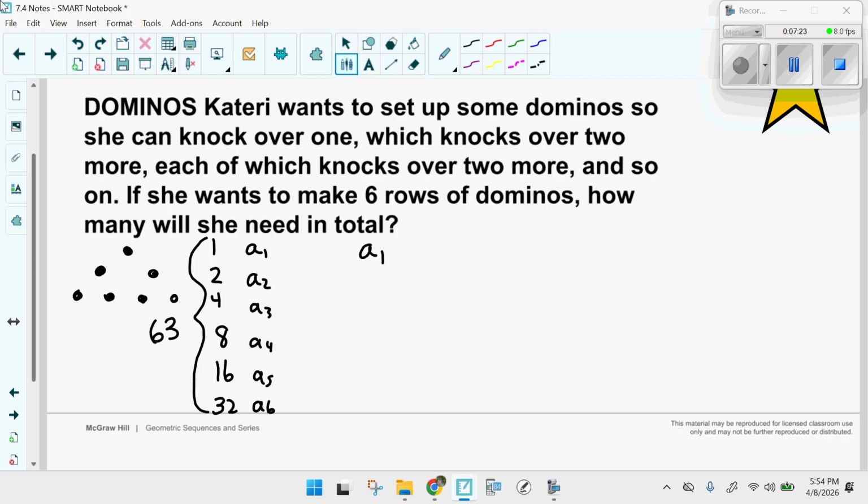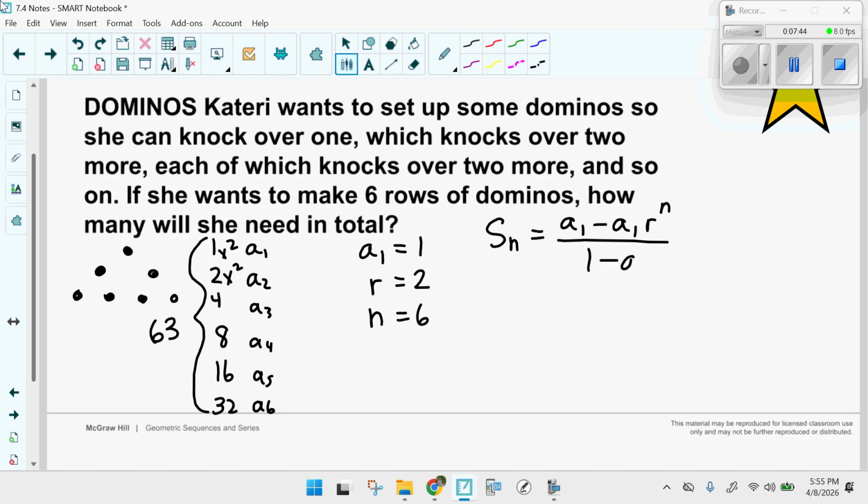So if I have a sub 1, which the first term is 1, the R value is we're multiplying by 2 to get to each new term. And lastly, I know my number of terms is 6. So I can use this sum formula: a sub 1 minus a sub 1 times R to the n all over 1 minus R. So the sum of those 6 terms is going to be 1 minus 1 times 2 to the 6th power all over 1 minus 2.